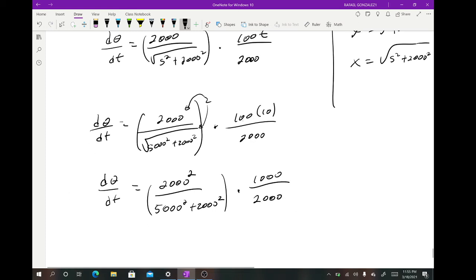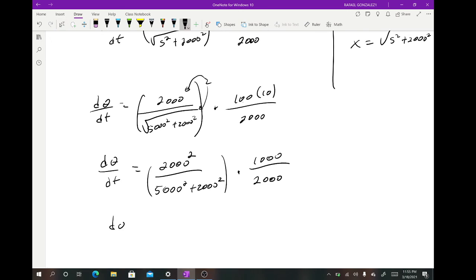Now, students in a college algebra class will immediately say, oh, this is 1/2. But we're in calculus, so we know that we don't want to simply do this right away. We actually notice that we have a 2,000 on the top and a 2,000 on the bottom, so we could cancel one of them with the other. So we're going to be left in the top with 2,000 times 1,000 divided by 5,000 squared plus 2,000 squared.